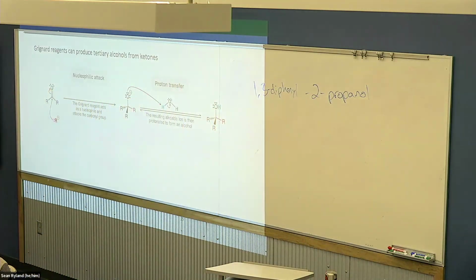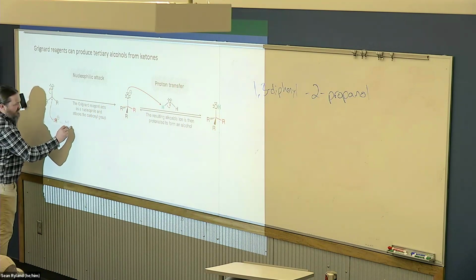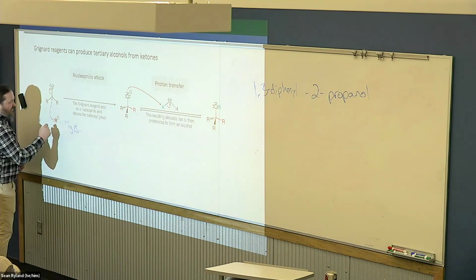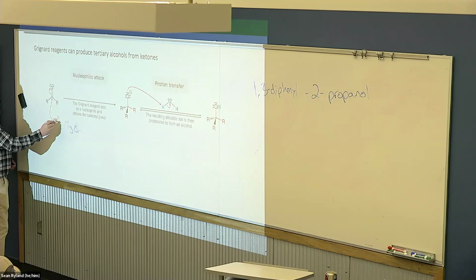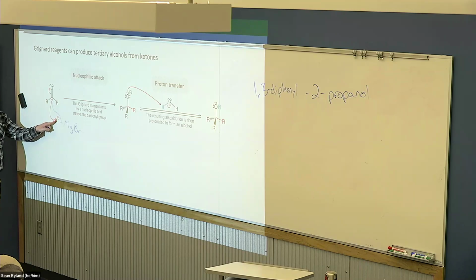Alright, so once we make a Grignard reagent, we basically just treat that carbon like it's a carbanion. Technically, I would prefer if this was shown like this instead of a lone pair. We actually show that just like we did with the hydride. That's the same net result.